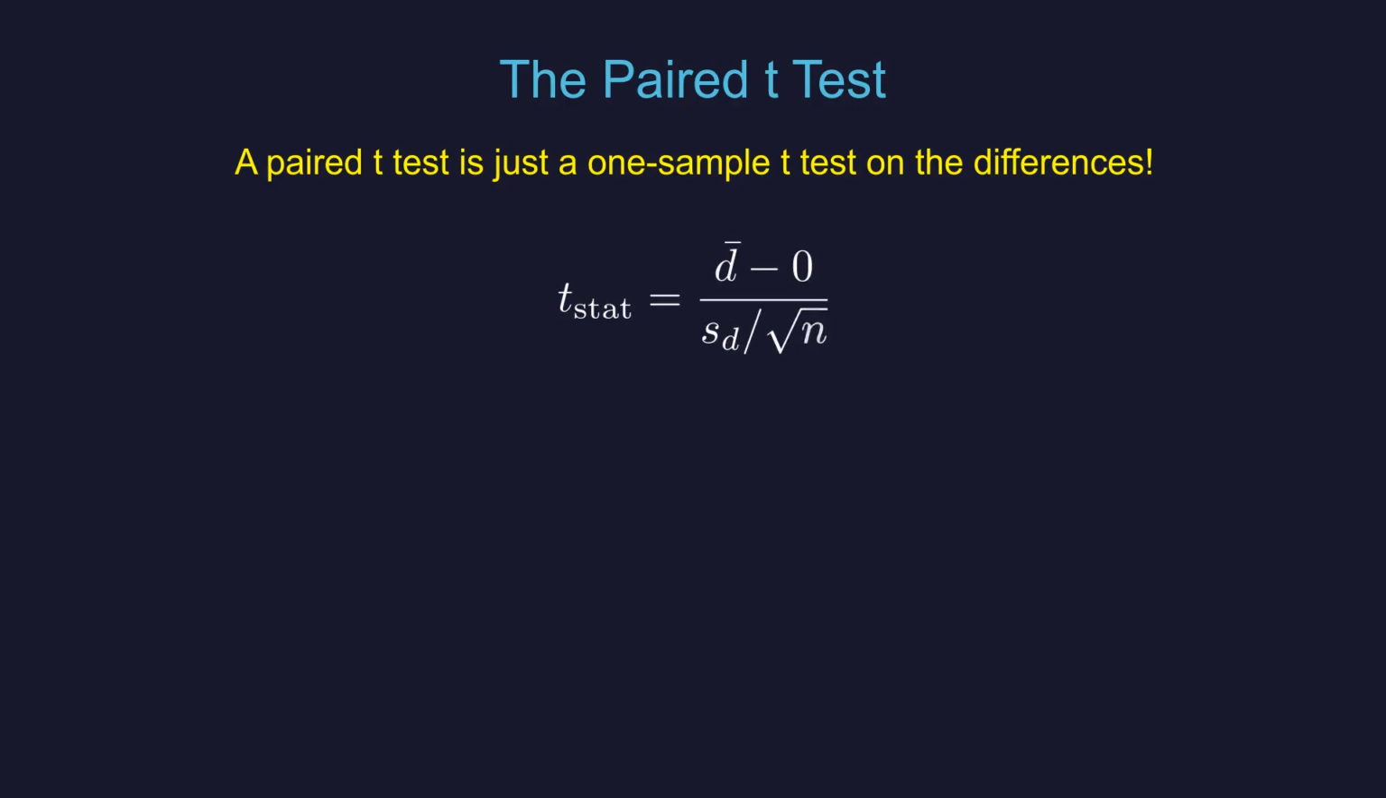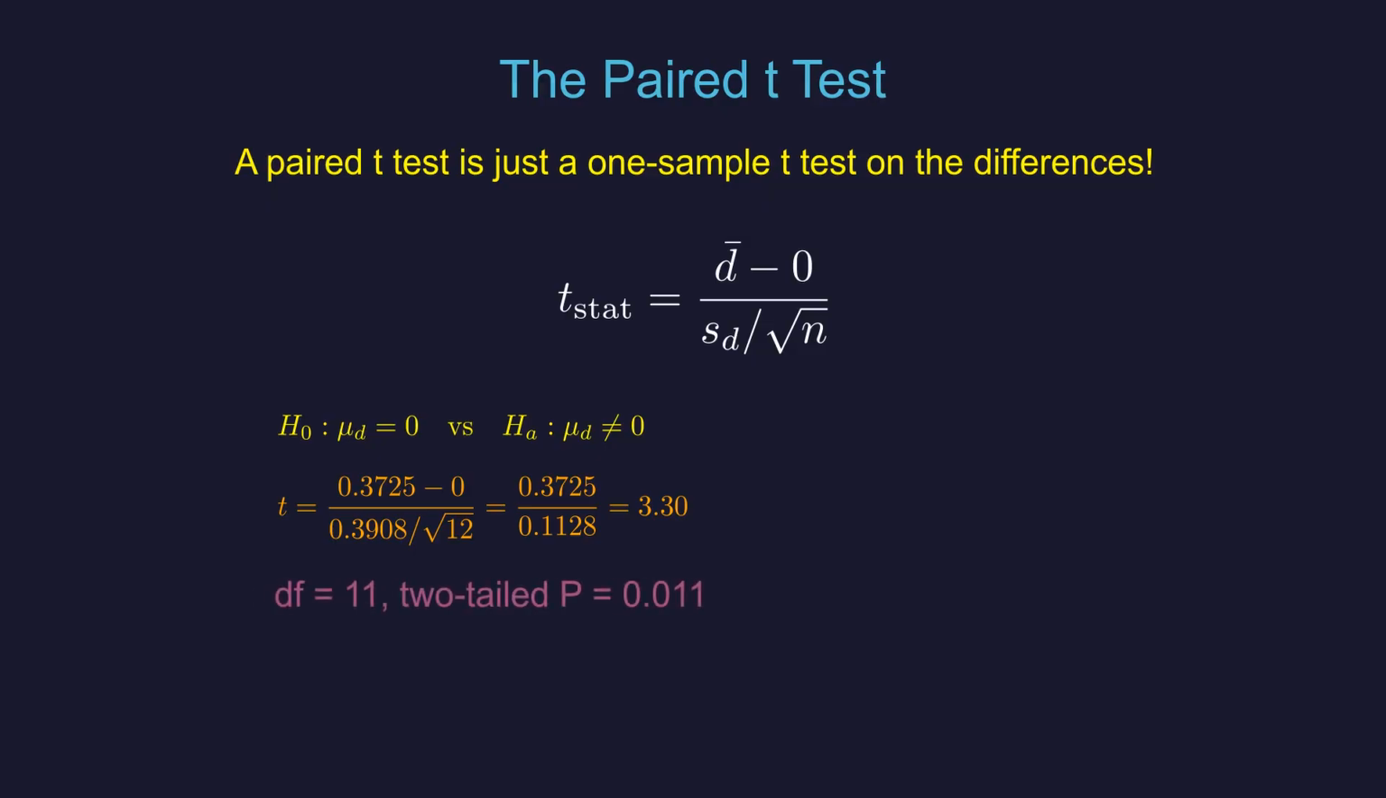The test statistic is d bar minus 0, divided by s sub d over root n, and the null hypothesis of no difference means mu sub d equals 0. Step A, H naught: mu d equals 0 versus the alternative mu d not equal to 0. Step B, t equals 0.3725 over 0.1128, which is 3.3. Step C, with 11 degrees of freedom, the p-value is 0.011.